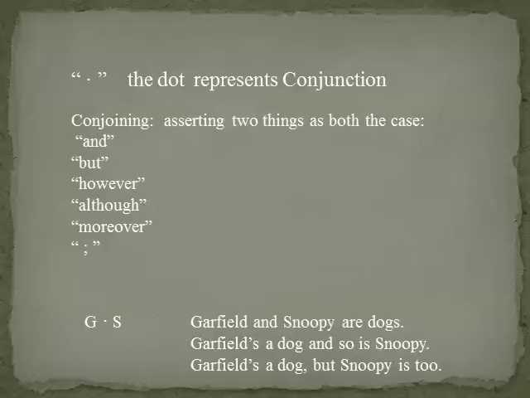So G.S can stand for all 3 of these sentences. Garfield and Snoopy are dogs. Garfield's a dog and so is Snoopy. Garfield's a dog but Snoopy is too. In all 3 cases, 2 things are asserted. One is represented by G, Garfield's a dog. One is represented by S, Snoopy's a dog.